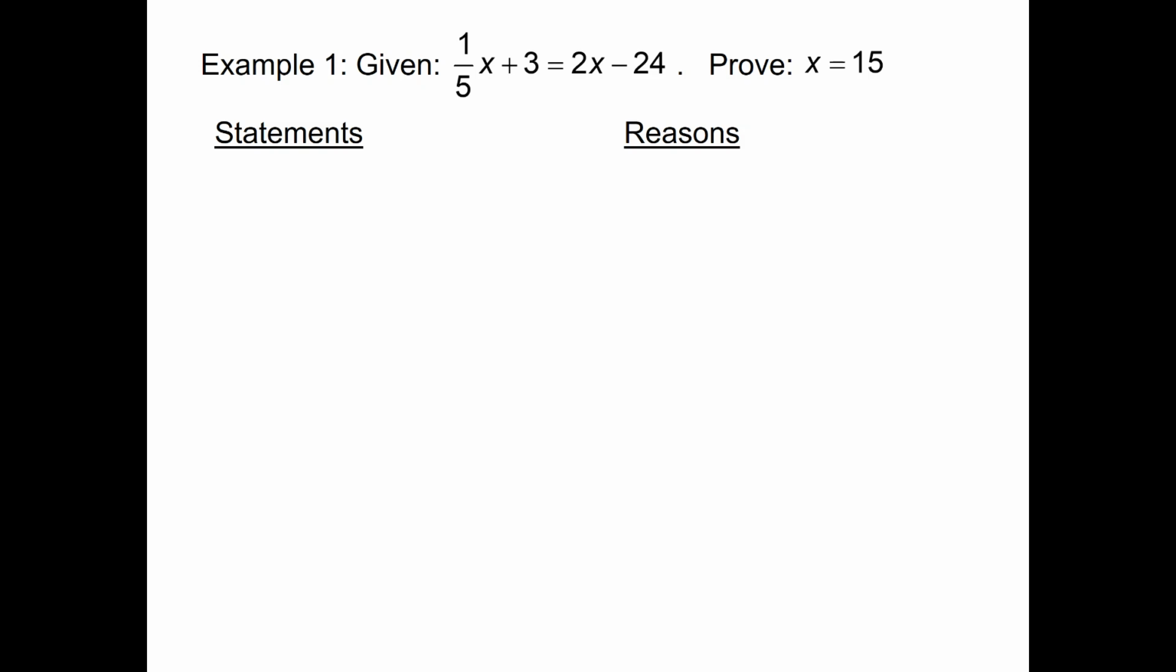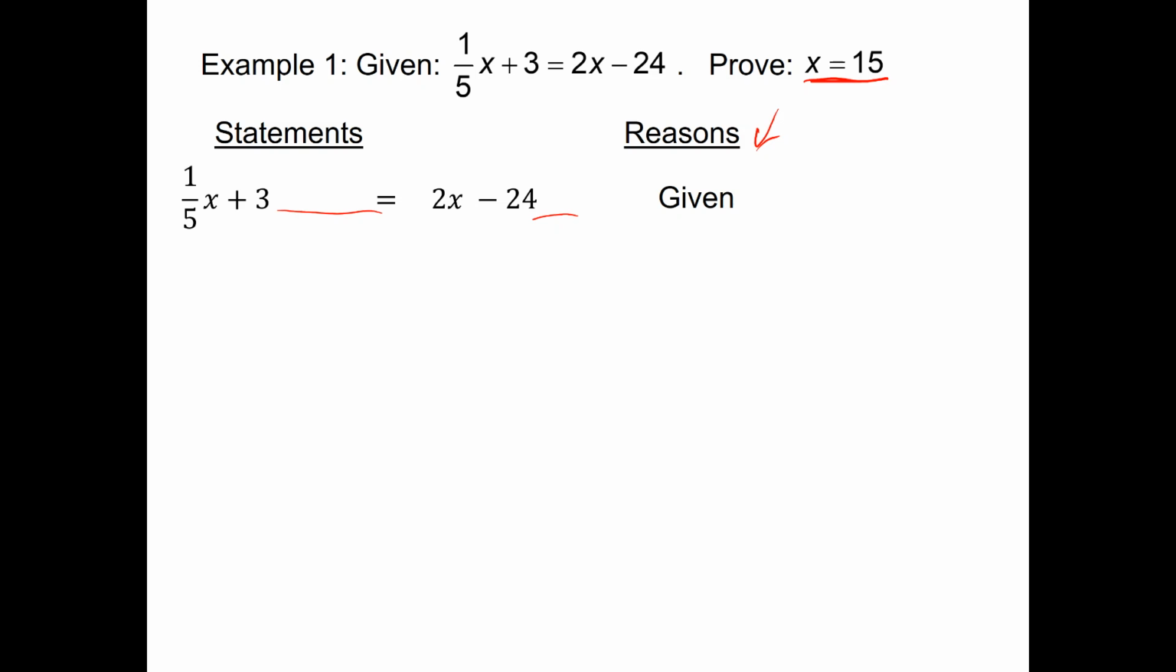So first off, we've got 1/5 x plus 3 equals 2x minus 24. We want to prove that x equals 15. Always nice that we actually give you the answer on these proofs. So start off, as always, we're just going to take that original statement and write it down. And then over here in our reason column, we're going to call that the given statement. Now, you'll notice that I spaced all this stuff out, all this blank space, and that was just so that we can have everything lining up on our next steps.